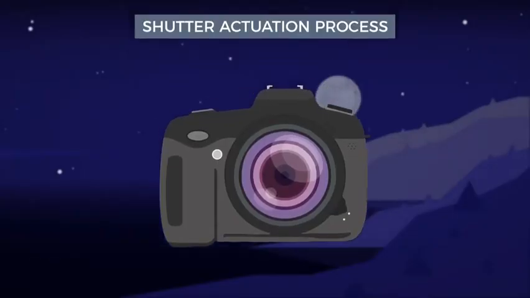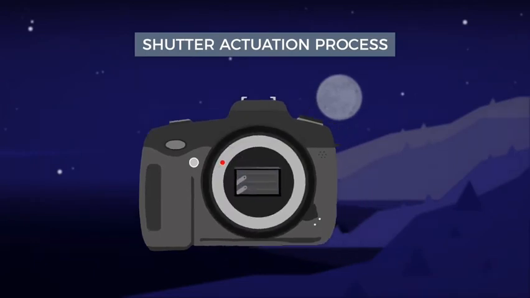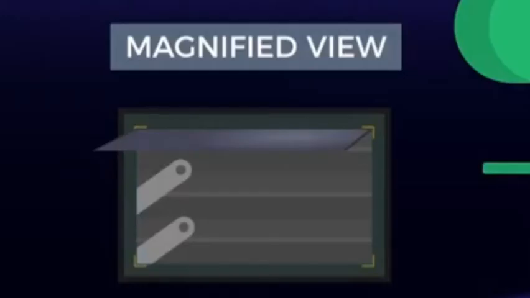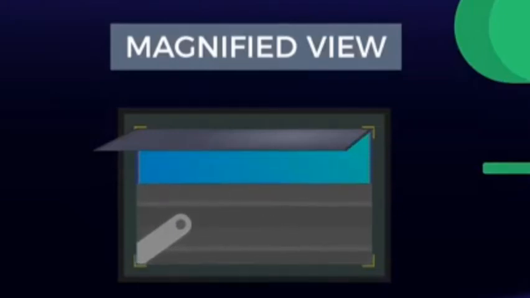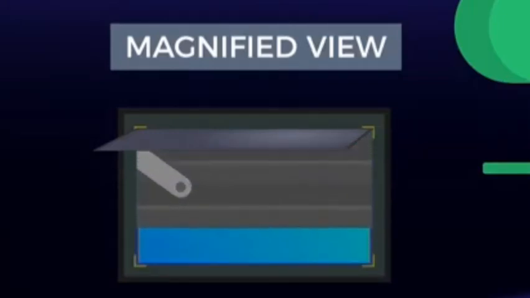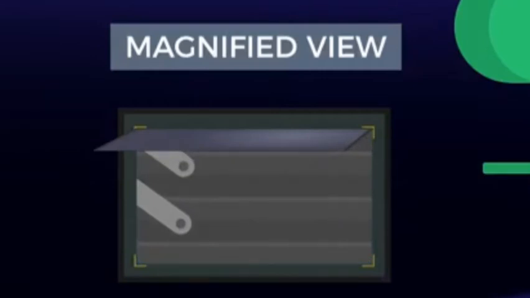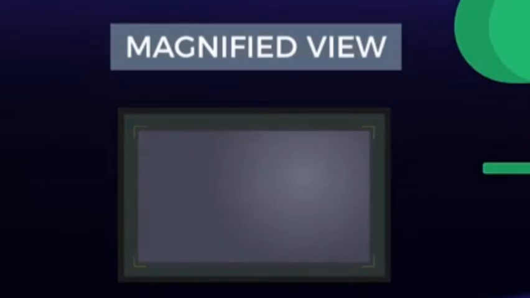When we press the button, the mirror flips and gives way to the light, and the shutter, the door-like structure, also opens to allow the light. After the image is captured, the shutter closes and the mirror returns to its actual position. This is the basis of the shutter.